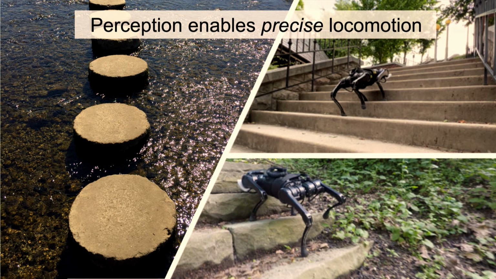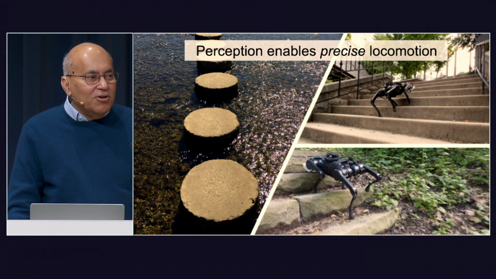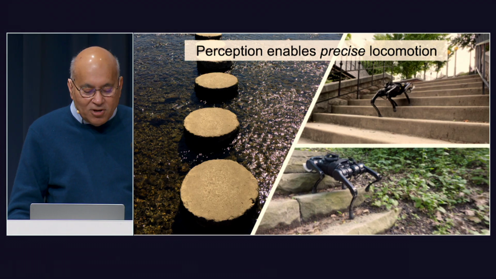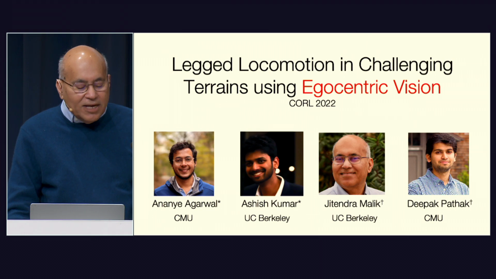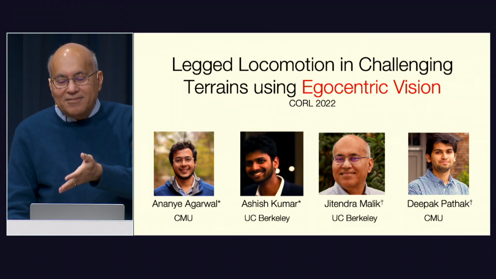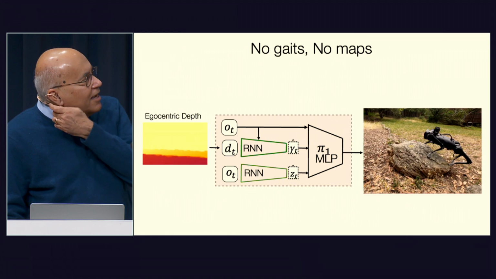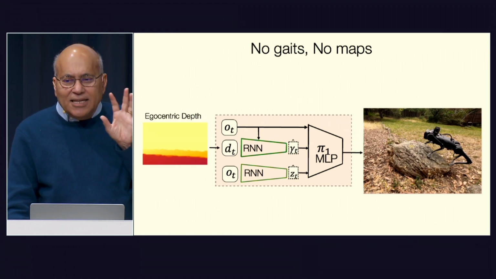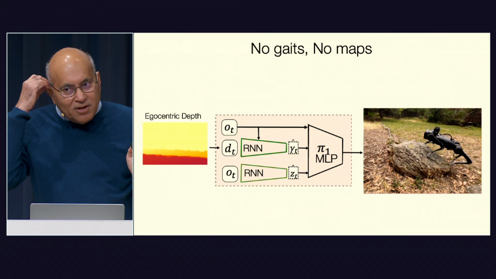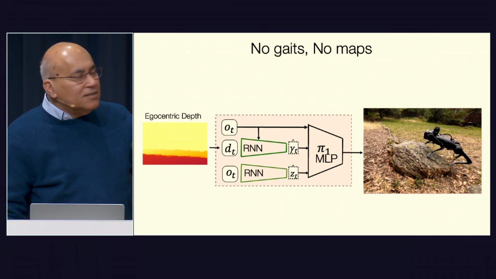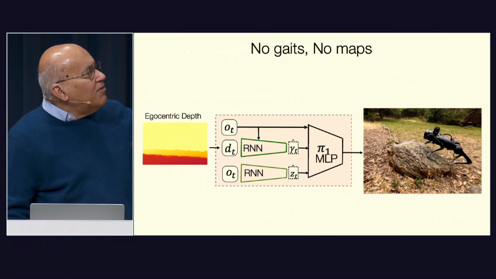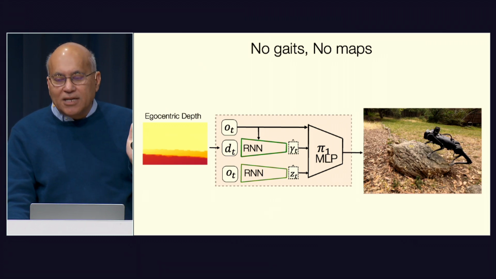So what do you need perception for? I mean, blind people can walk, but they walk more slowly and more hesitantly, and they will not be so comfortable crossing a river on these stepping stones. Okay, so this is a paper which, in fact, we presented 2 CoRLs ago. And I won't get into the details here, but it's the same RMA philosophy, that there you have this z, but in addition you have this gamma, which somehow captures the terrain.